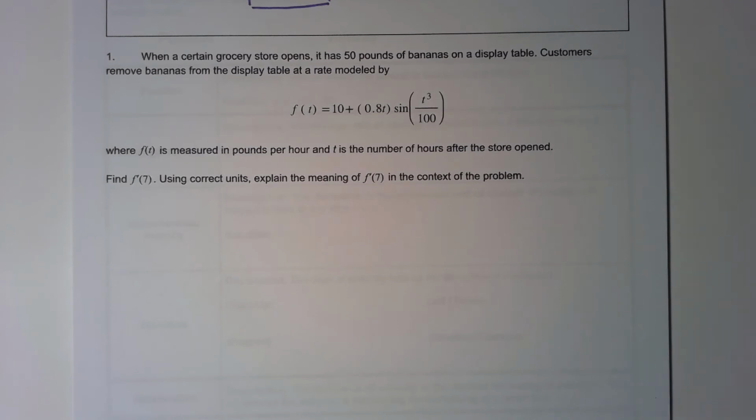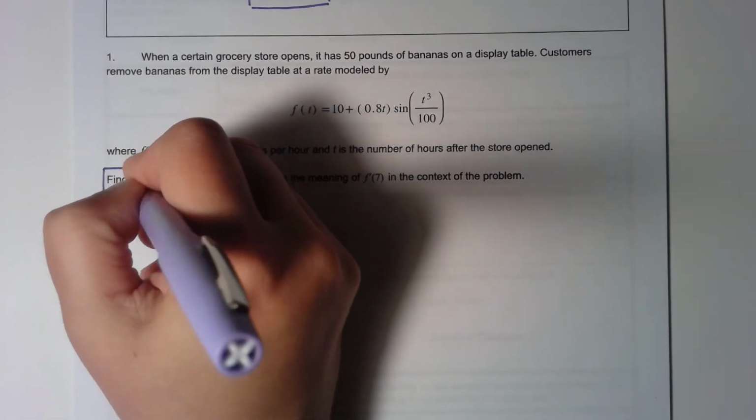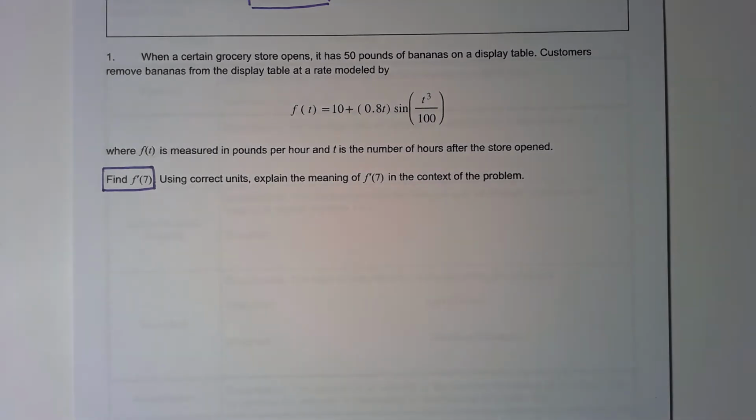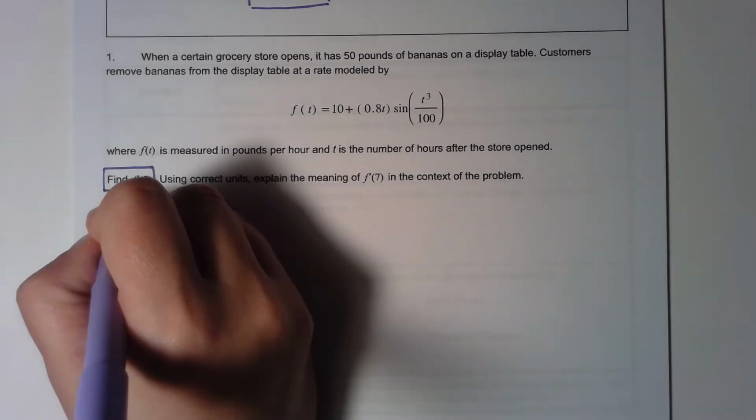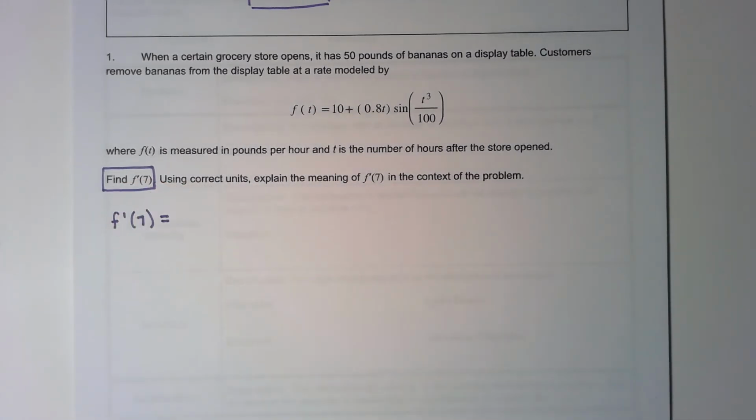First, we're going to try to find f prime of 7. So our first step here is going to be to find f prime of 7. And we're going to do that on our calculator. After we find f prime of 7, it says use correct units to explain the meaning of f prime of 7 in the context of the problem. So the first thing I'm going to do here is just find this value. So f prime of 7 equals.